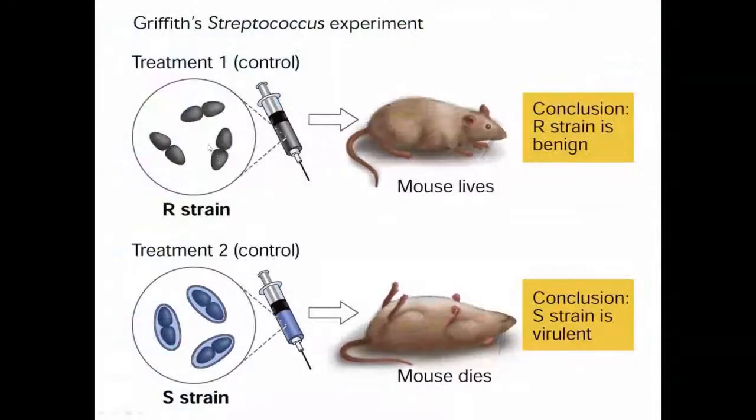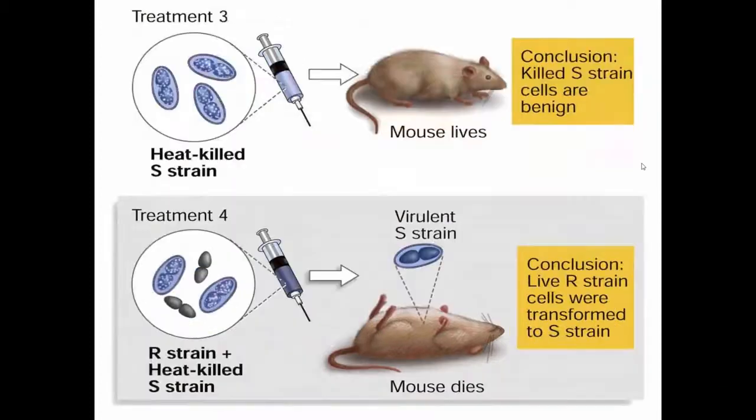All right, so they proved this. They took the non-pathogenic one, which we call the R strain, put it in a mouse, and the mouse was fine. The mouse's immune system did its job. They took the pathogenic one, which we call the S strain, put it in the mouse, and the mouse died. So that just proved the difference between those two bacteria. So then they wanted to discern what was making the mouse die, right? What part of it was actually doing this, okay?